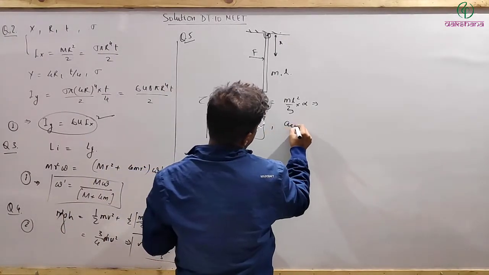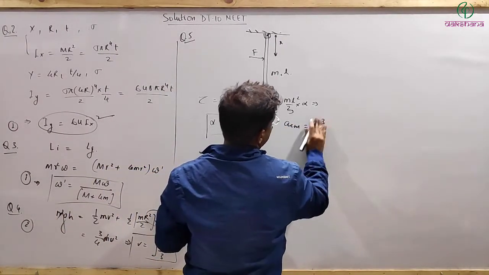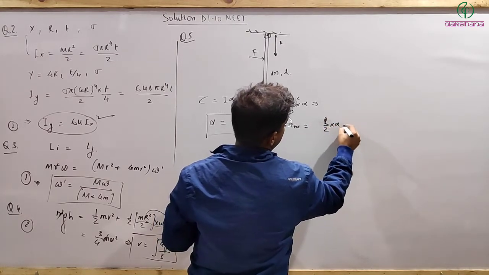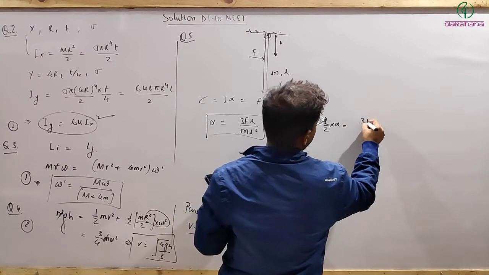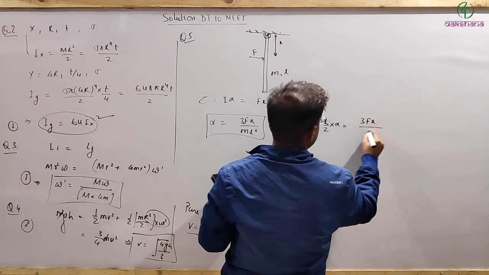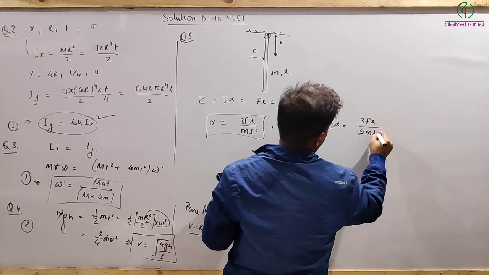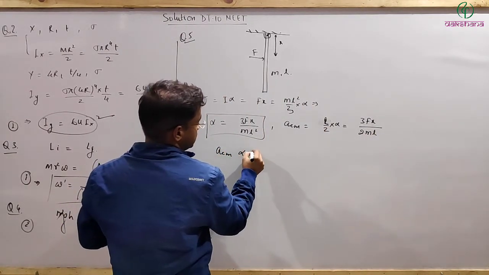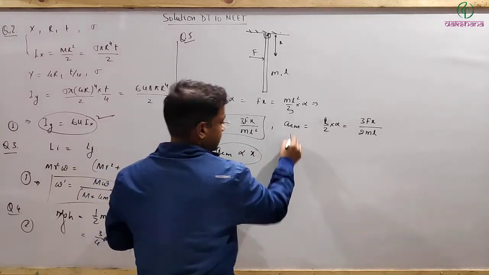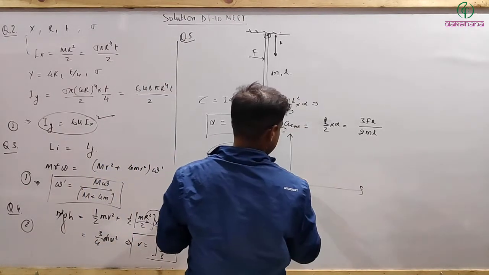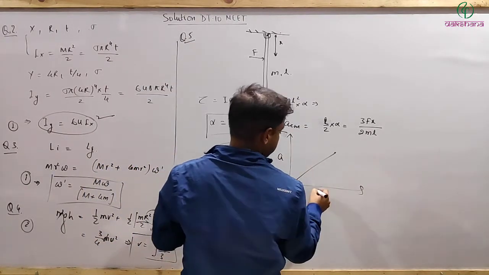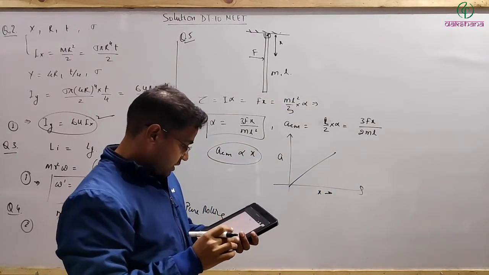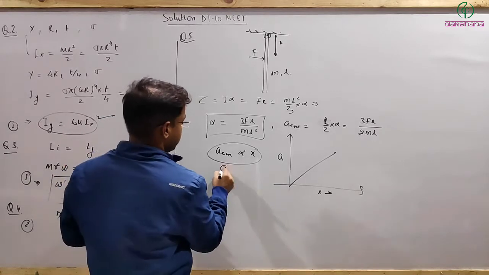Acceleration of center of mass will be equal to, you can write, L by 2 into alpha, that is basically 3Fx divided by 2ml, and you can write here a_CM is directly proportional to x. So the graph will appear like this, passing through the center. This is acceleration versus x. So that matches with option number 2 here.